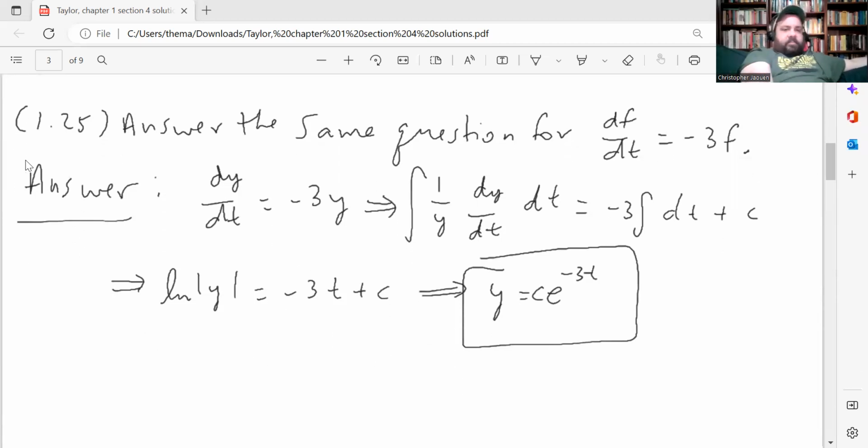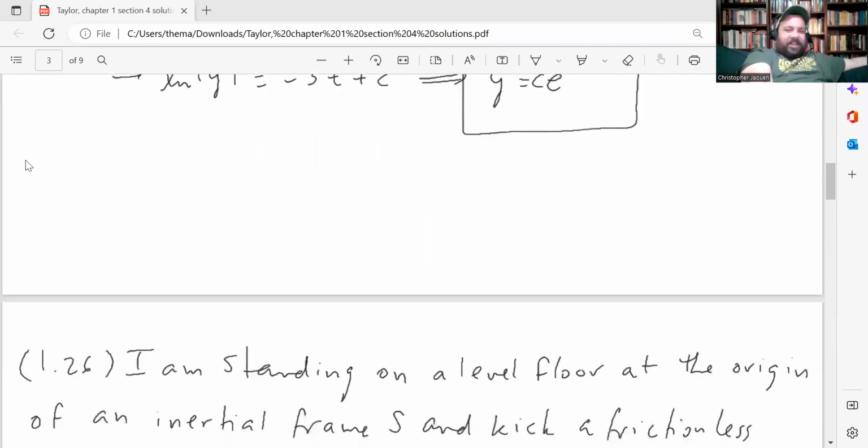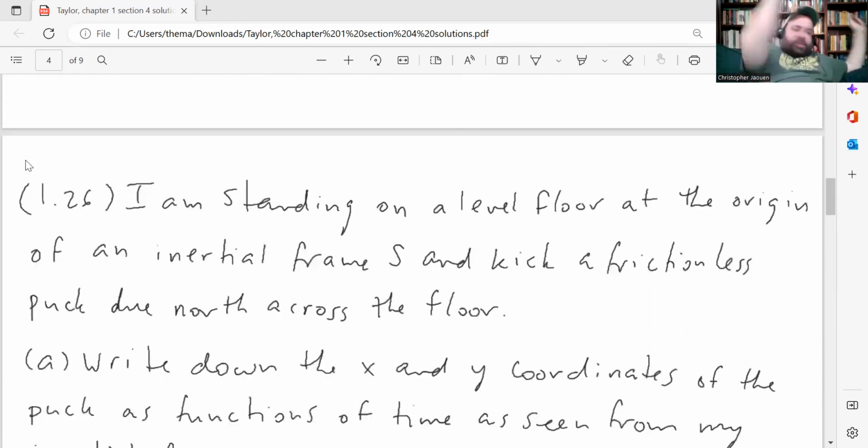So that's half of the questions in the chapter. 1.26 actually has a bunch of parts to it. This is the last question I'll do in this section, because the next one is relatively similar. It deals with inertial frames, and he just asks for a qualitative solution. So I'll just do this one because he asks for actual analytic answers.